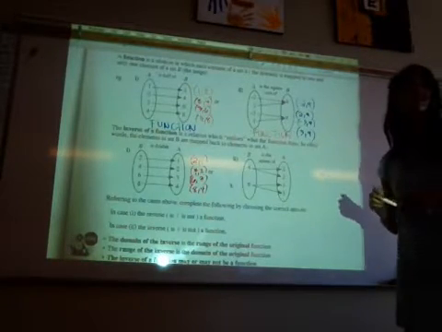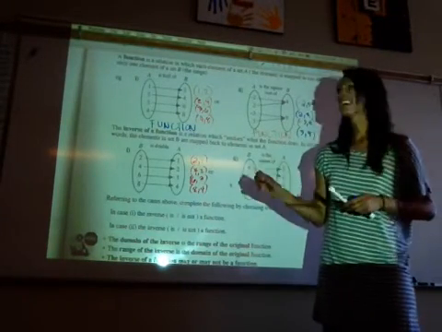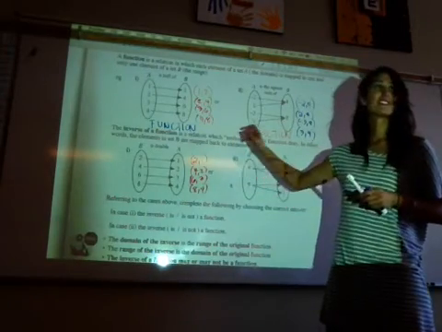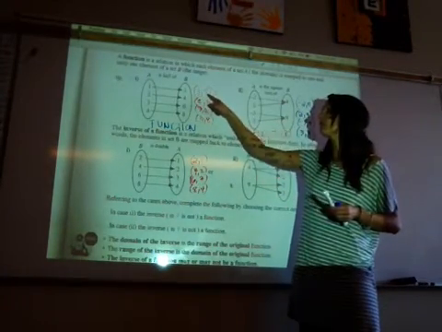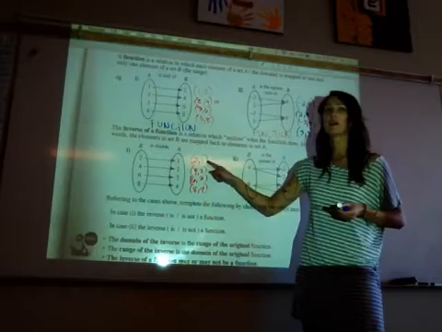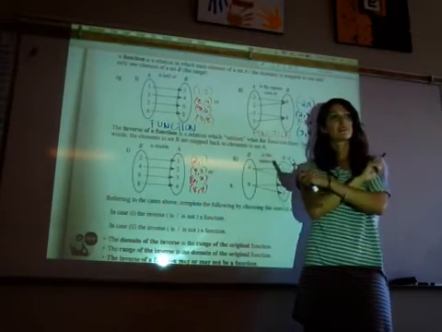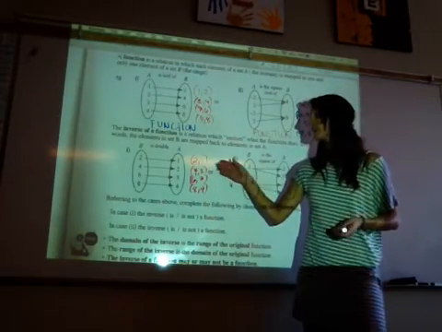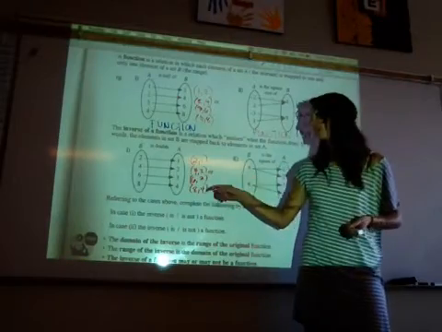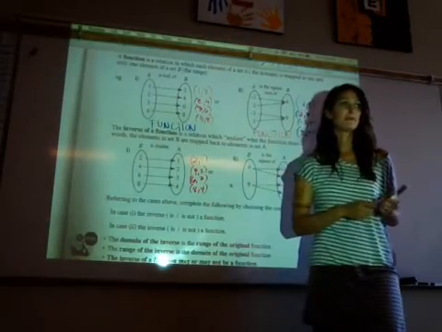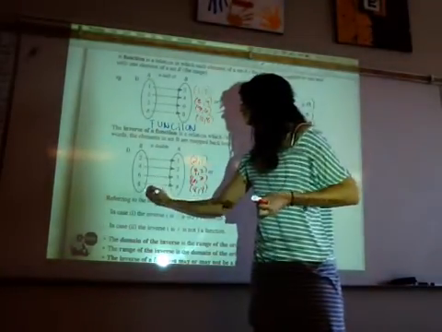What happened to the x and y coordinates? Here we had 1, 2. Now we have 2, 1. Good. They flipped. They switched places. Let's test if it's a function or not. Any x values repeat? Nope. So this one's still a function.